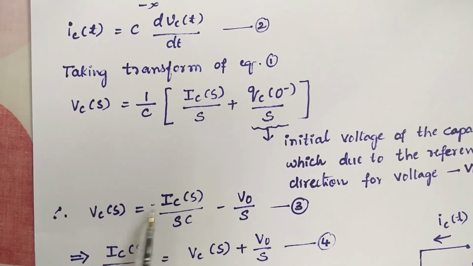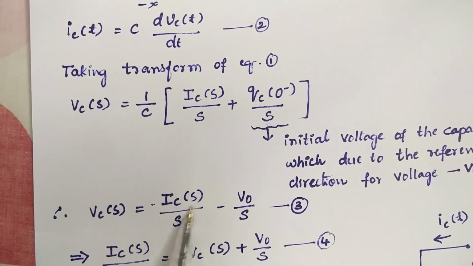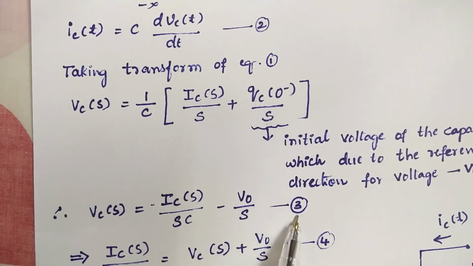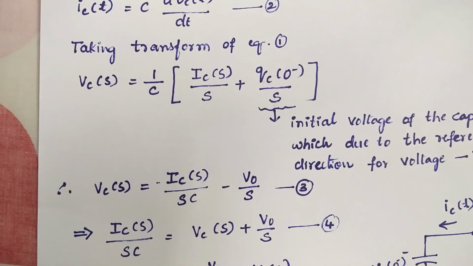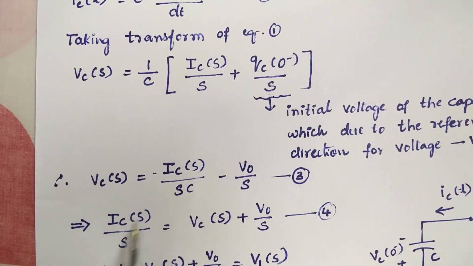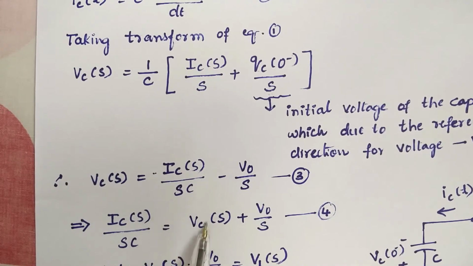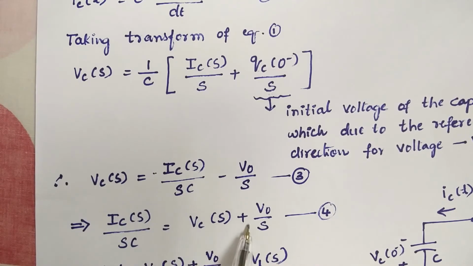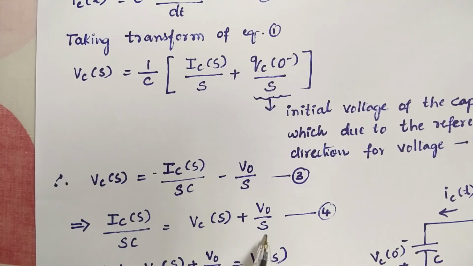If you take it that way, the equation will be: Vc(s) is equal to Ic(s)/sC minus V0/s, because of your reference direction, where V0 is the initial voltage. Clear? So, equation 3. Now from this equation you can write the current equation also. So Ic(s)/sC is equal to Vc(s); you move this term over, so you get plus V0/s.